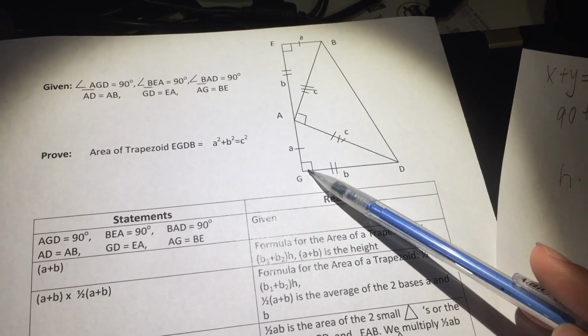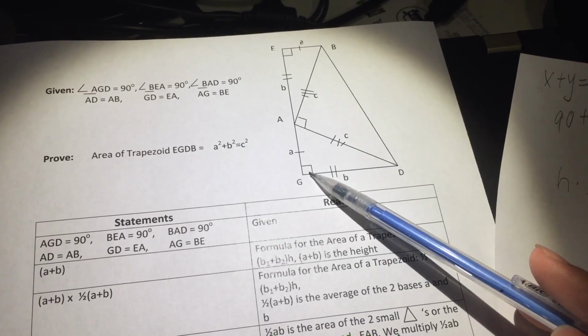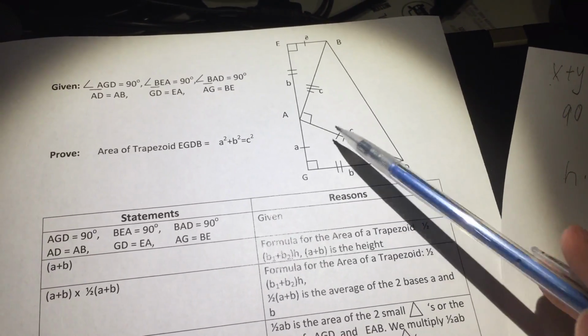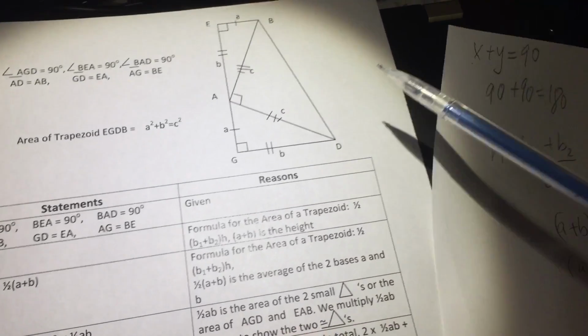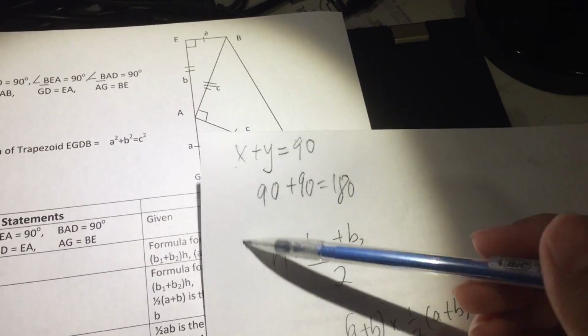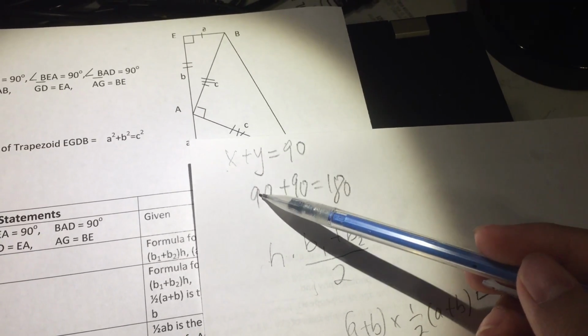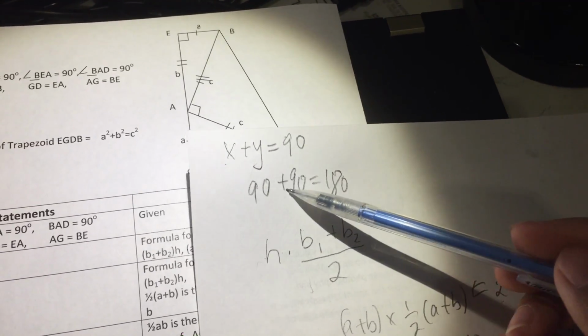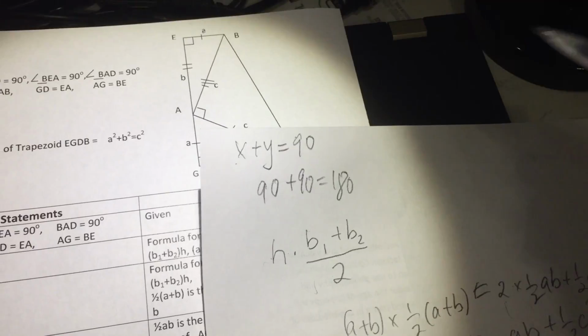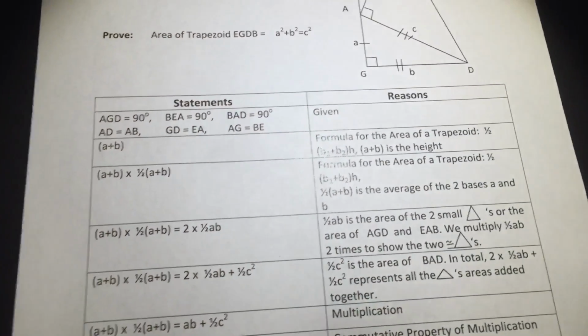Since they have already given us that this equals 90 degrees, we have to figure out what these two equal. Simply put, it's x plus y equals 90 degrees. Add 90 plus 90 equals 180. So therefore it makes sense. Now we can move on to the proof.